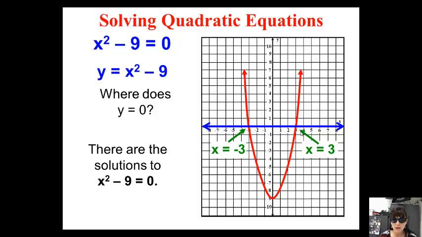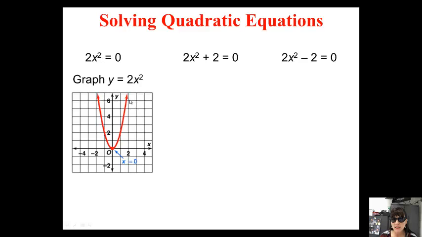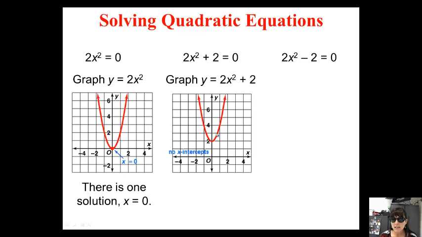Now I want to give you a little bit of information before we move on. If I gave you 2x squared equals 0 and I graphed it, it would look like this. I would only have one solution. It's 0. If I solve this problem and graphed it, I would get no x-intercept because this parabola does not intersect with the x-axis. So it would be no solution.